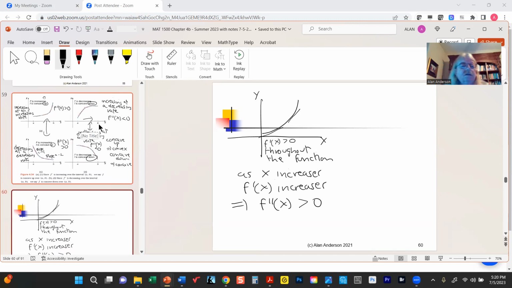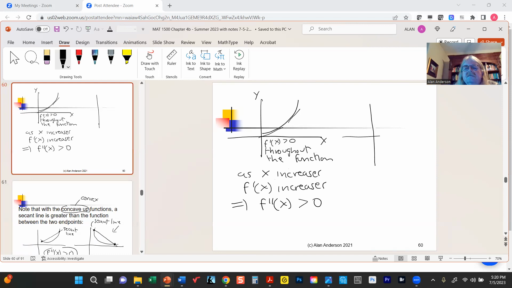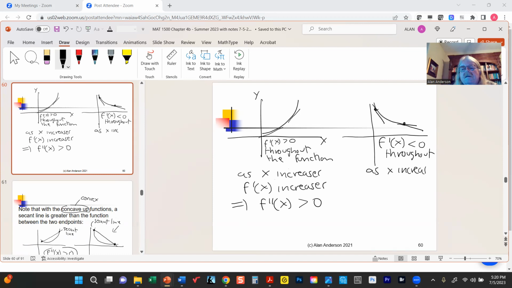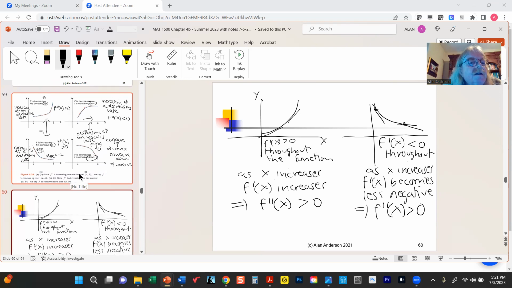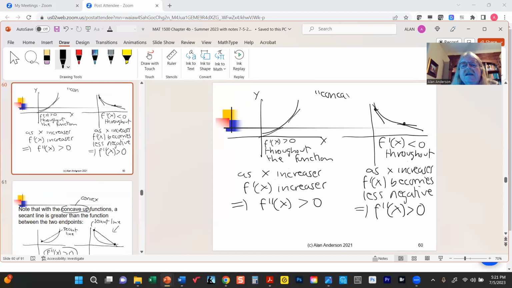Now, here's a case that may surprise you. The first derivative is negative throughout this entire function. But look what's happening. As x increases, f prime of x becomes less negative, which means that it's increasing. It seems hard to believe, but in both cases, the second derivative is positive. There's a special name for this. When the second derivative is positive throughout, we call these two cases concave up.